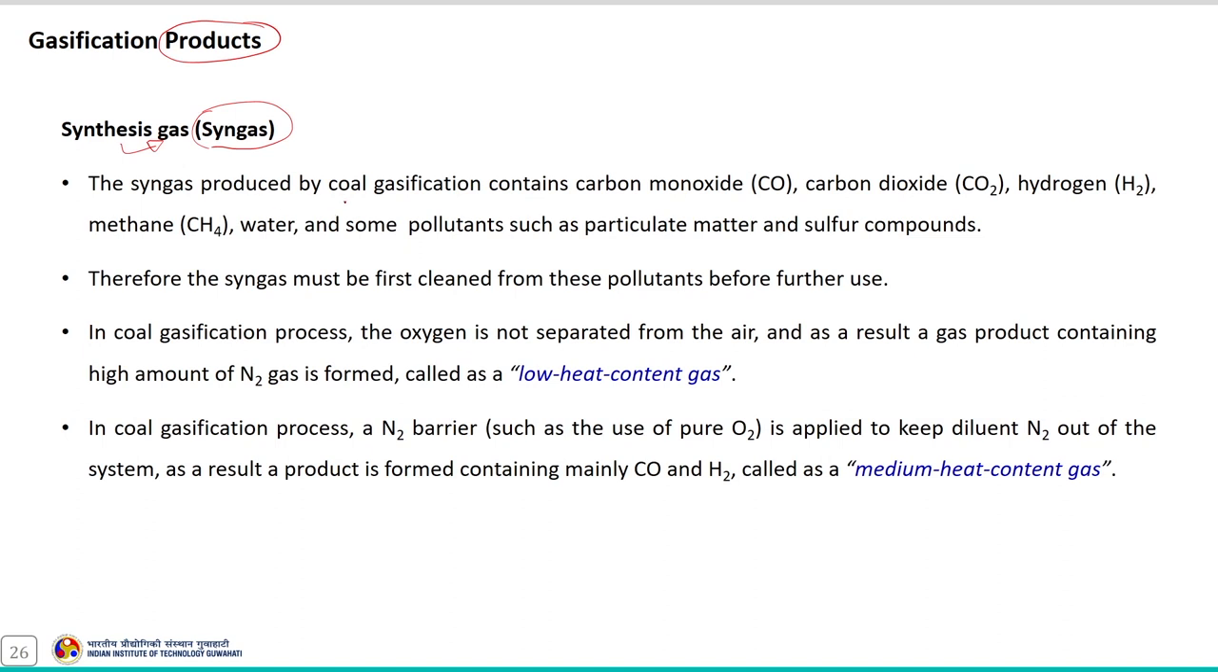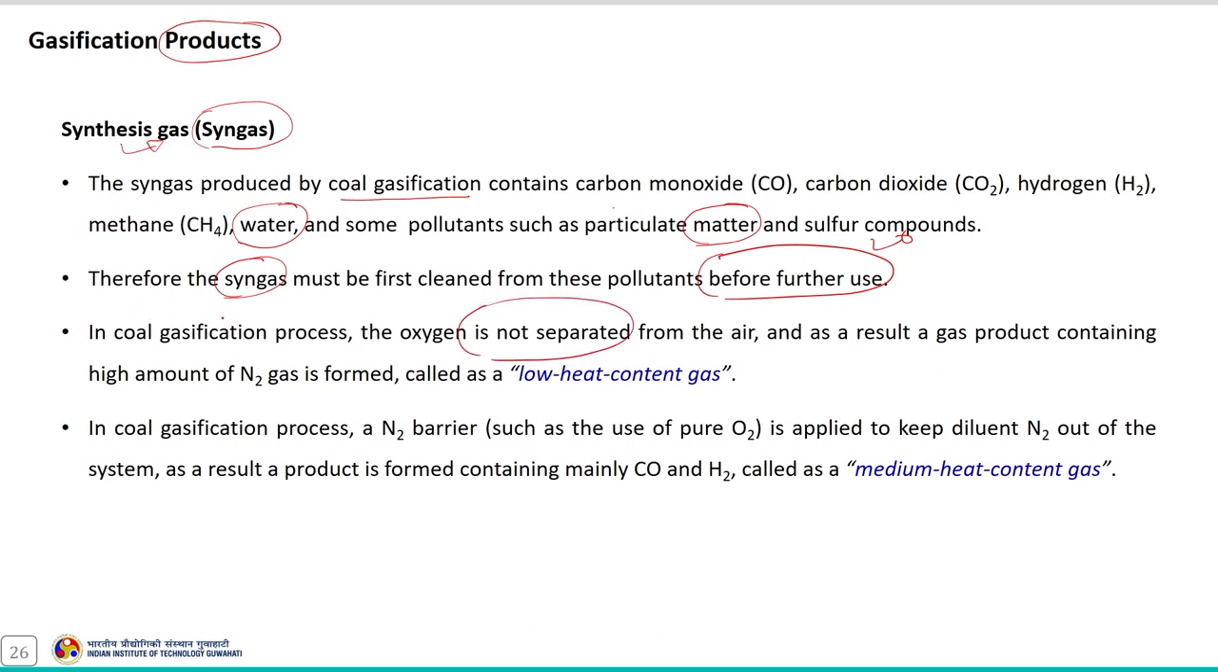The syn gas which is produced by coal gasification contains carbon monoxide, carbon dioxide, hydrogen and methane. Along with that, it also contains water and some pollutants such as particulate matter and sulfur compounds. And for that reason, the syn gas must be cleaned from these pollutants before further use.